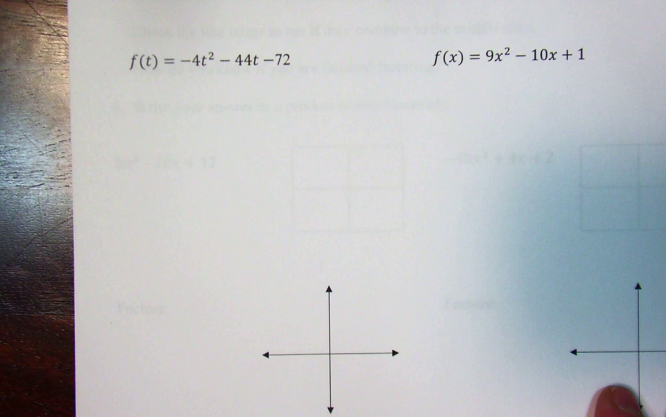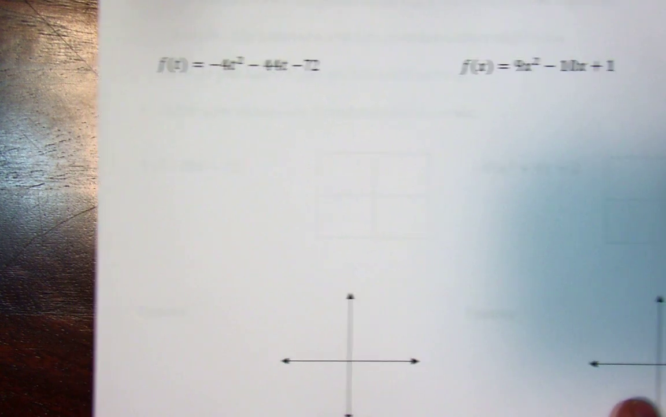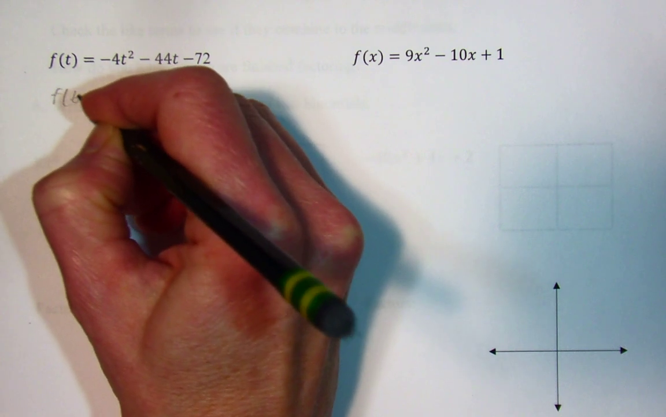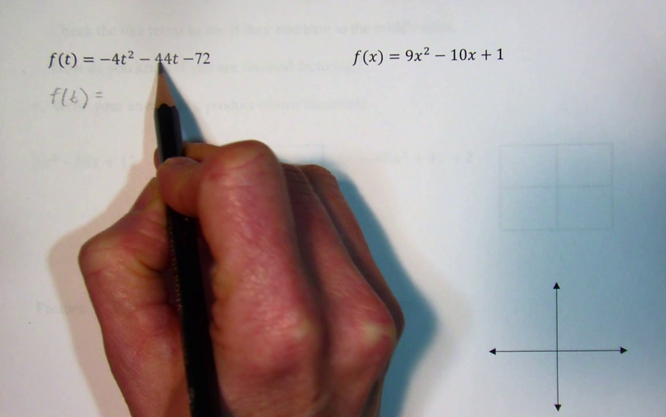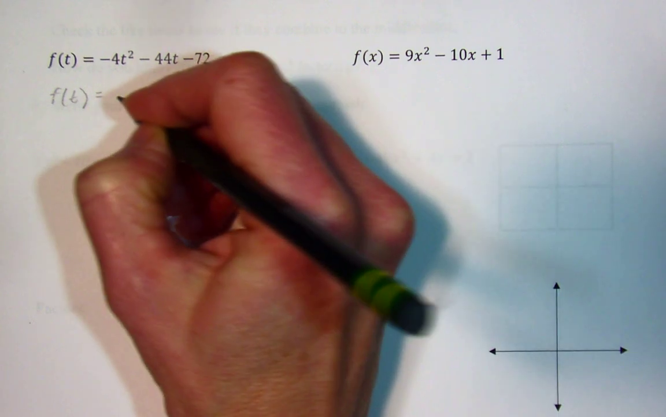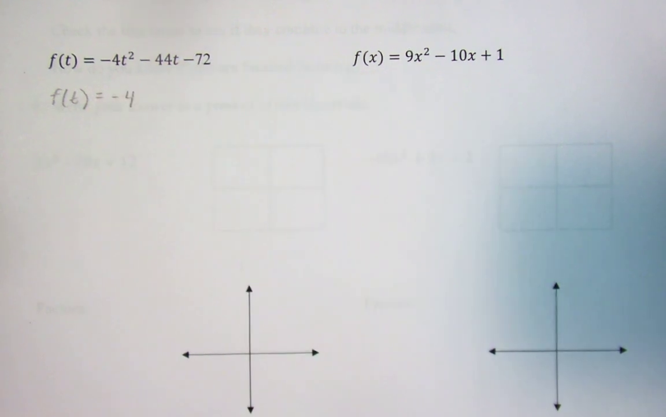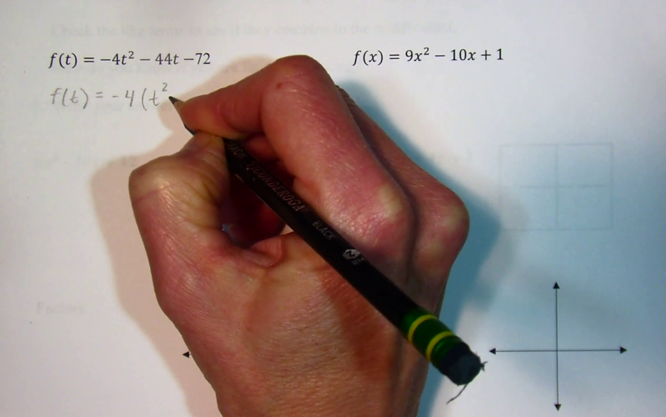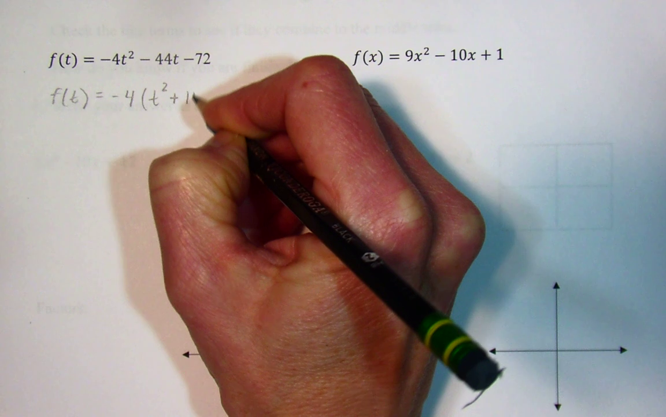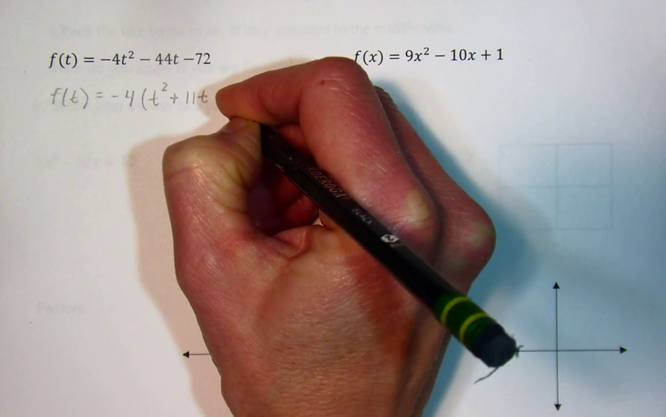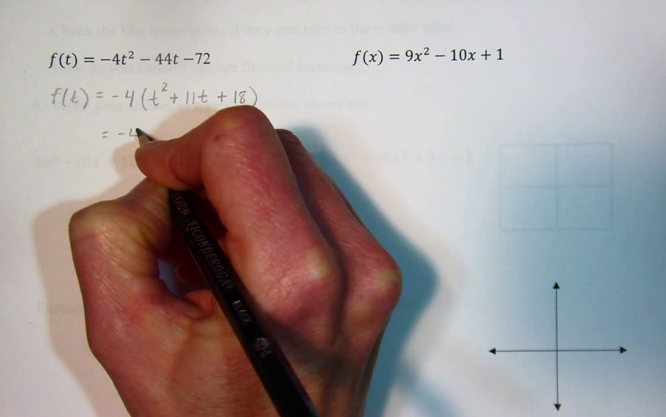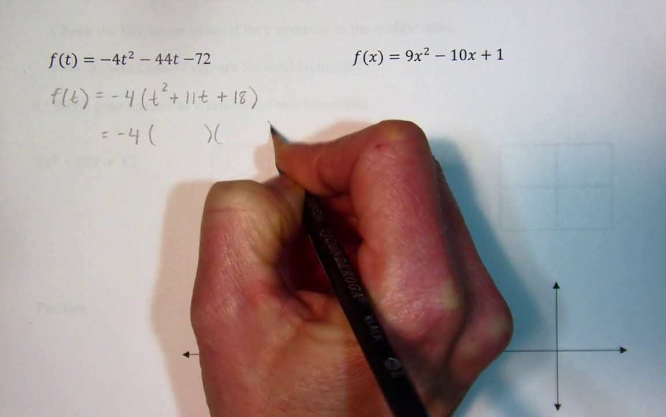So let's apply this process at the top of the page to these last two examples. Is there a GCF for this function? Yes, there is. The GCF that will divide evenly into all three of these terms is -4. If I divide out -4, that'll give me t squared plus 11t plus 18. Keeping my GCF in front, I'm going to set up my double parentheses.